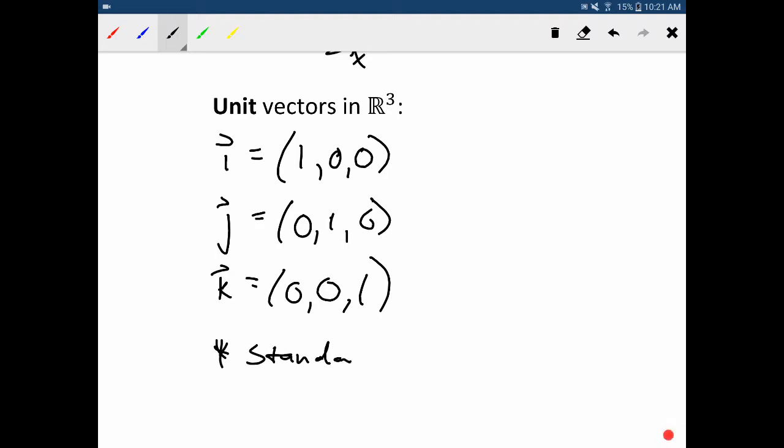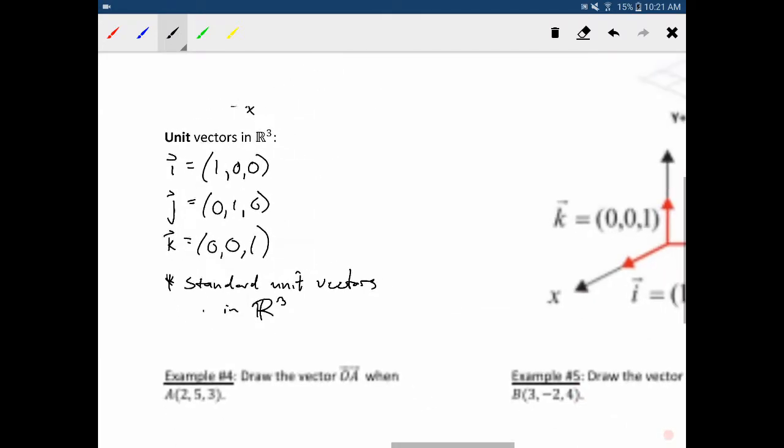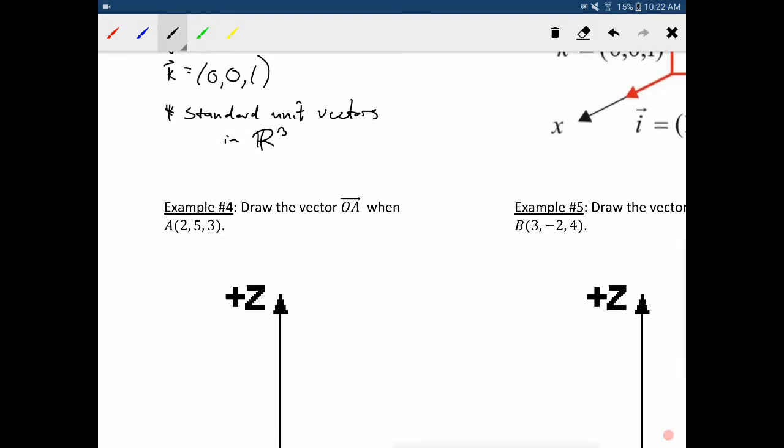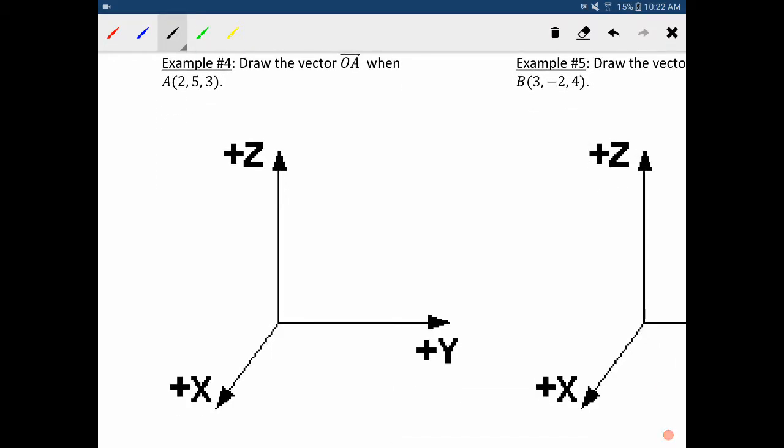So these are just the standard unit vectors in R3. We don't need to get into this right now, but just like in R2, you can build any vector in R3 out of these three unit vectors by multiplying them and adding them. That's why they're important.